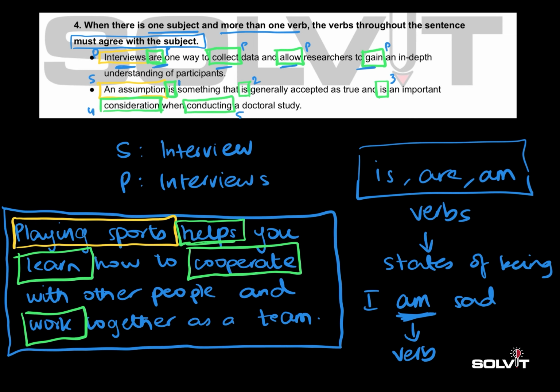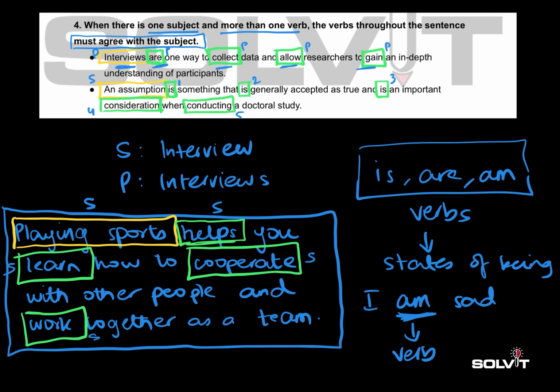Now that we've identified our subject and verbs, we notice that this sentence has one subject and four verbs. Let's see if the verbs are in agreement with the subject. First, is the subject singular or plural? Our subject here is singular. And the verbs: helps is singular, learn is singular, cooperate is also singular, and work is also singular. So all of the verbs are in agreement with the subject.